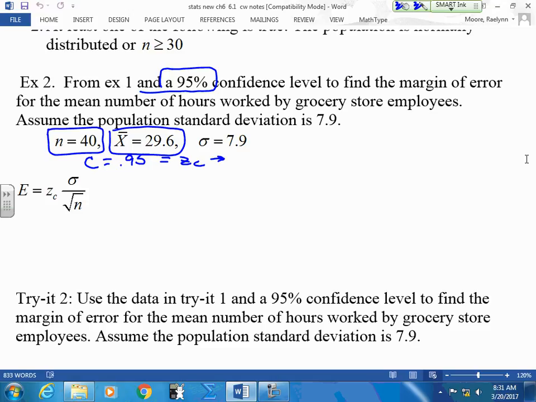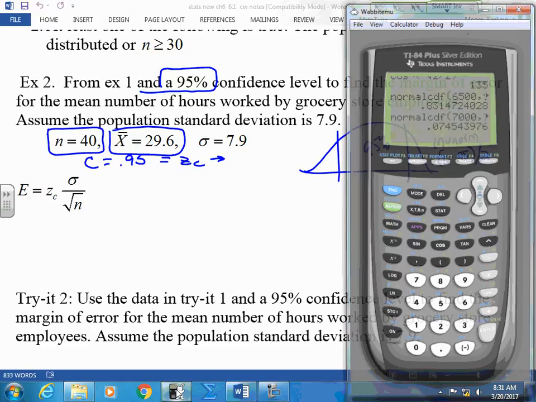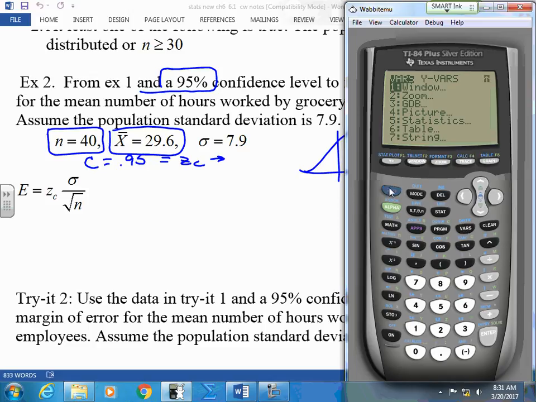I'm being 95% confident, so I could look at my chart, but we're going to do it the long way. This is 95%. So in my inverse norm, I'm going to do 1 minus 0.95 divided by 2. So I'm going to just pull up my inverse norm, because we've done this before. My calculator never cooperates.